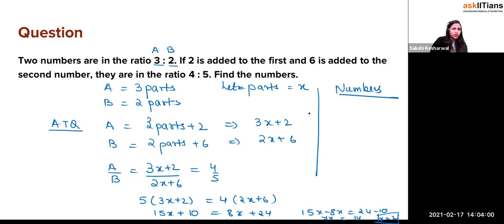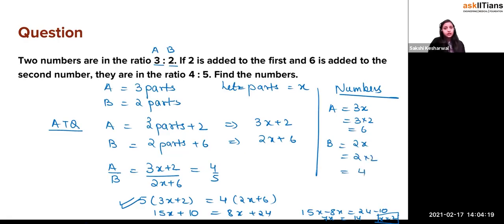This is a little bit on the tougher end, because if you know the solving, then it will be helpful, right? So a is equal to what, beta? 3x, right? Which is equal to 3 into 2, which is 6, and b is equal to 2x, which is 2 into 2, which is equal to 4. This is how you'll be getting it. These are the two numbers, right?